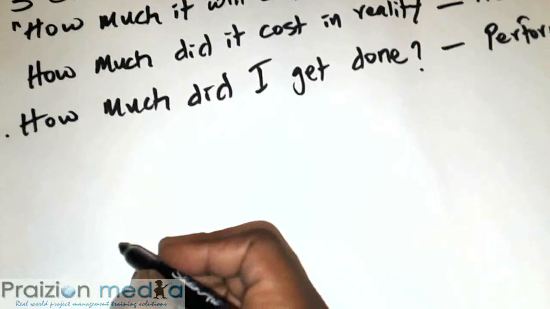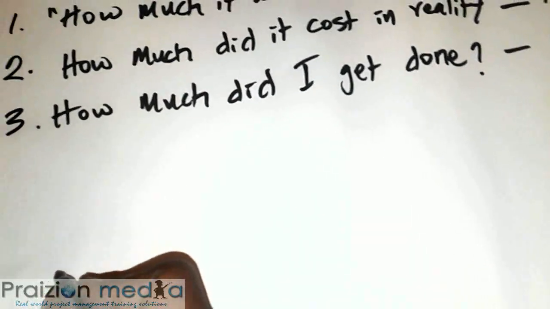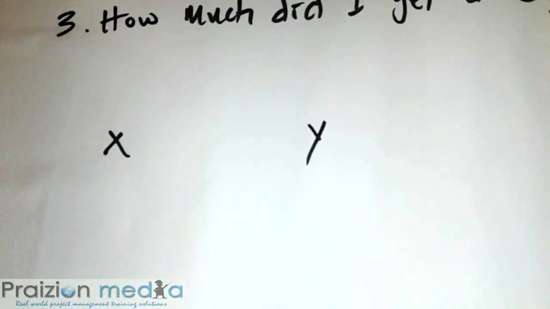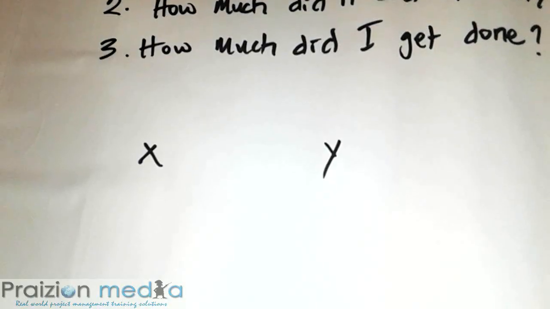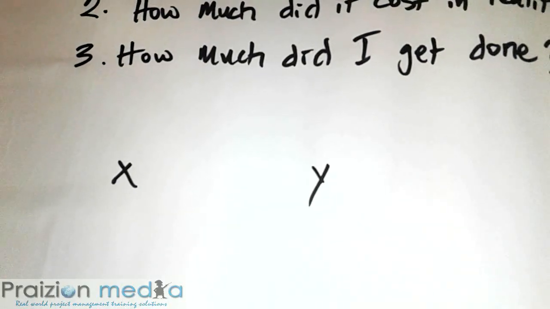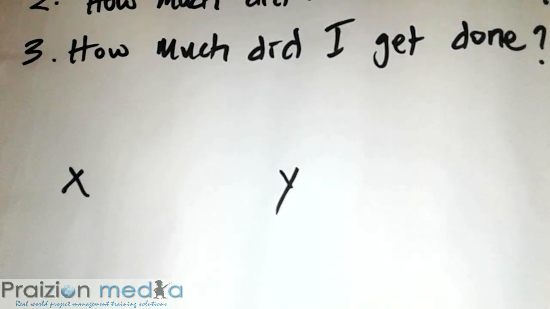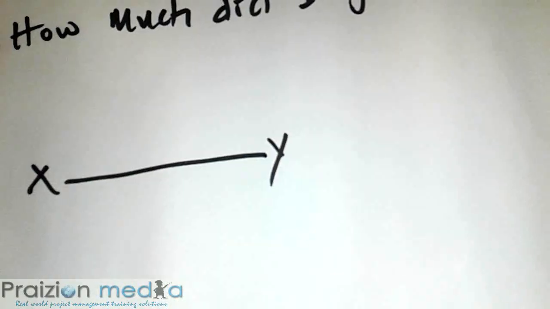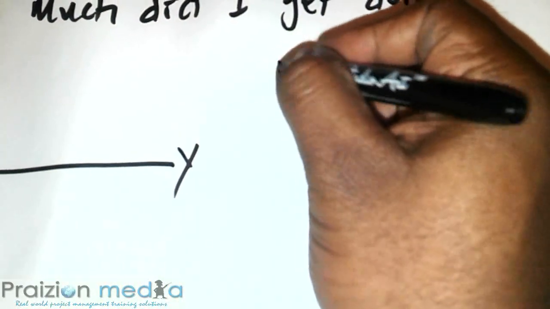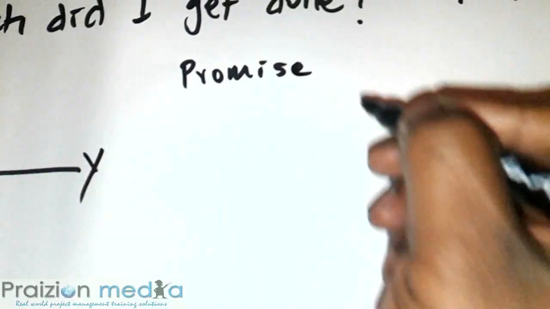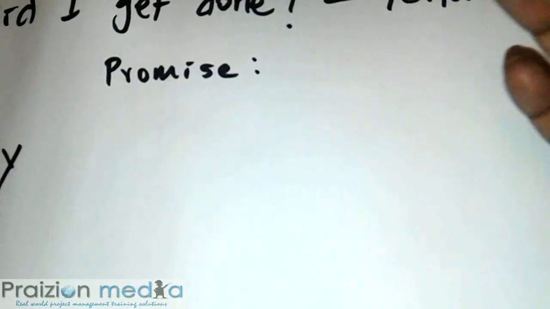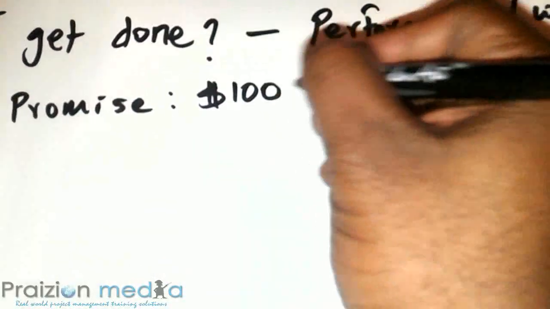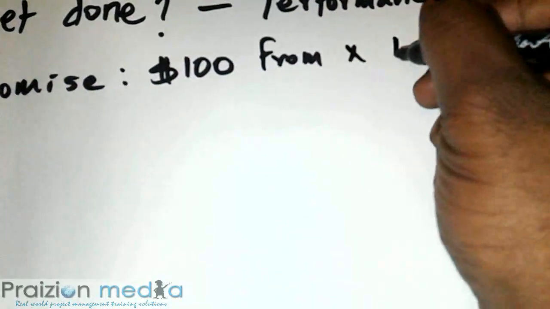So let's look at a promise to go from point X to point Y. This is the promise. The promise is how much it will cost to go from point X to point Y. Phil says, oh, I promise it's only going to cost $100 to go from X to Y.